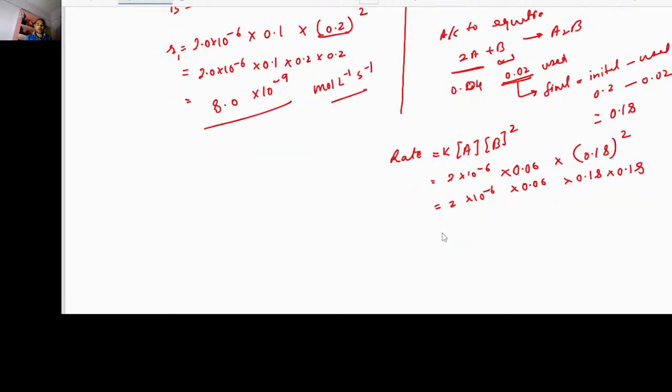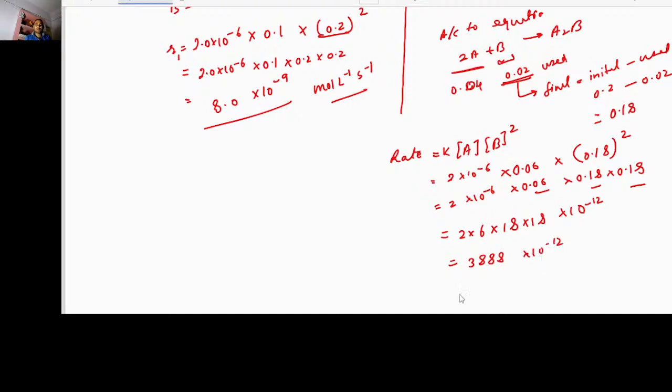If you are solving, student, first solve the power. So 2 into 6 into 18 into 18, multiplied by 10 power: minus 6, here minus 2 is minus 8, here minus 2 is minus 10, and here minus 2 is minus 12. So this is coming minus 12. Now solve 2 multiplied by 6 multiplied by 18 multiplied by 18. How much is it coming, student? 3,888 into 10 power minus 12.